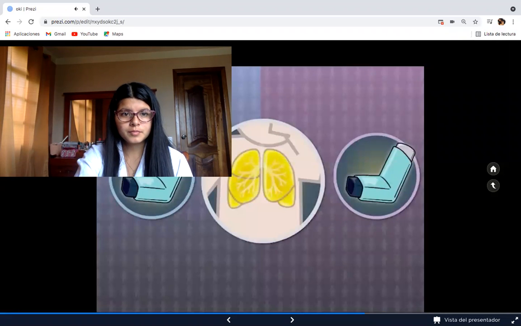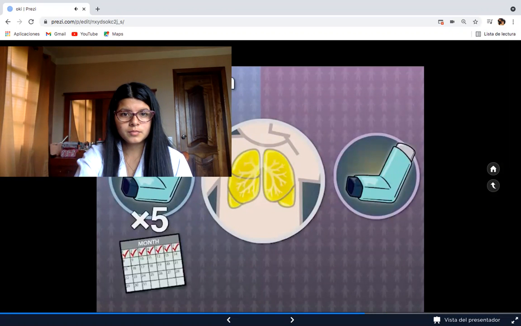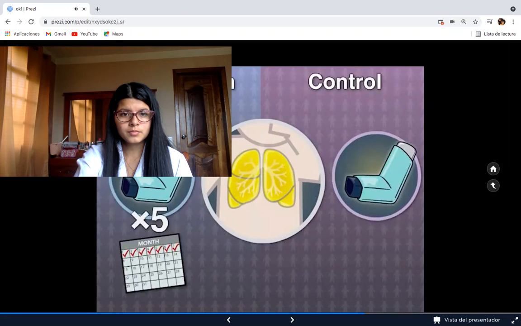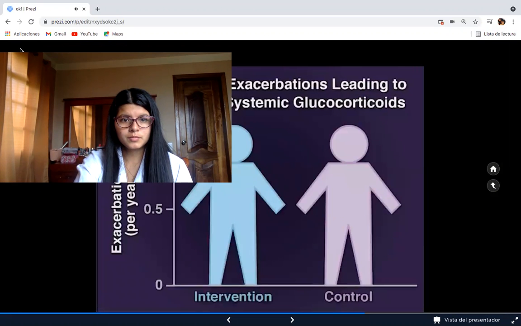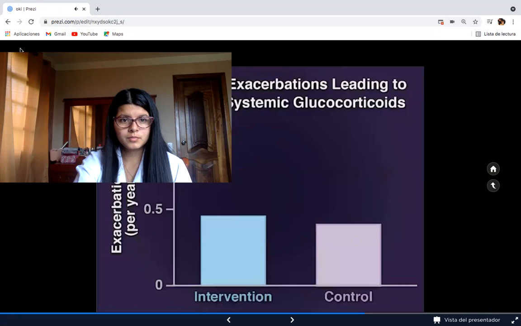When they entered the yellow zone, those in the intervention group increased the dose of inhaled glucocorticoids by a factor of 5 for a week. For those in the control group, the dose remained unchanged. The primary outcome was the rate of asthma exacerbations leading to treatment with systemic glucocorticoids. That rate was not significantly different between the two treatment groups, with 0.37 exacerbations per year reported in the low dose group and 0.48 exacerbations per year in the high dose group.